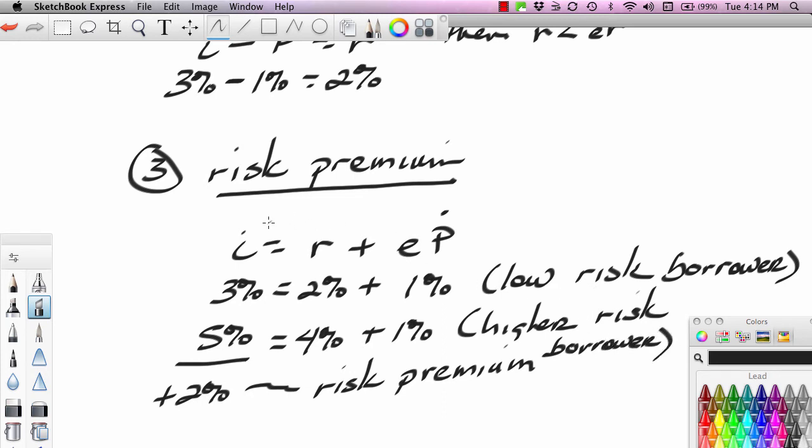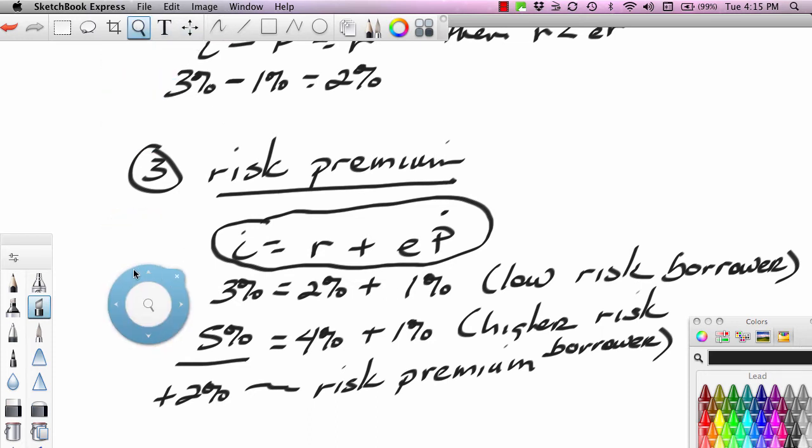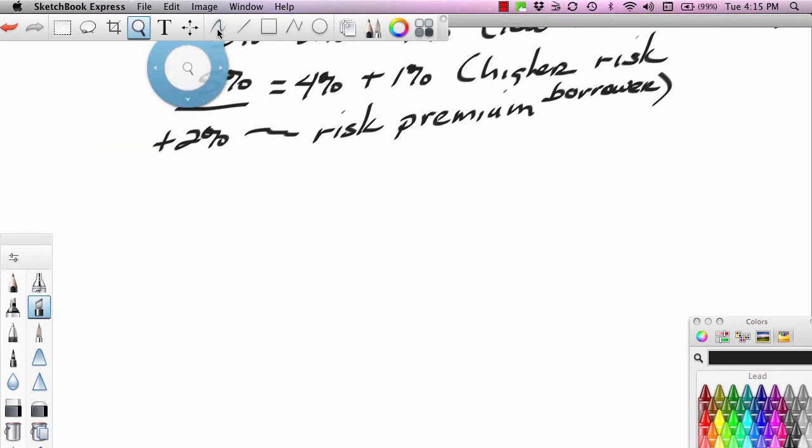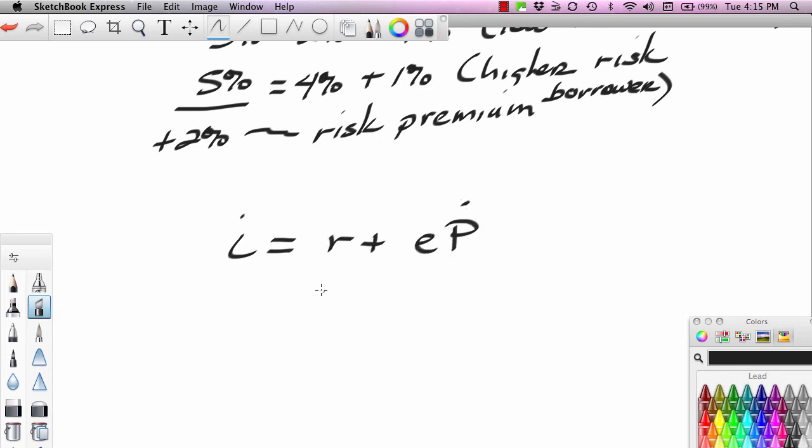So this equation here is very, very powerful. It summarizes a lot of the ideas that we want to talk about. Let me go ahead and move this down. And I'm going to rewrite I equals R plus E P dot. And where does opportunity cost enter the equation? Right there.